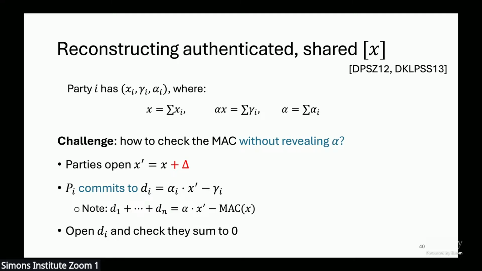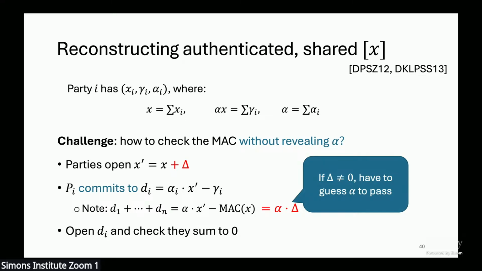But once we have an error delta, then these things will sum to delta multiplied by the secret MAC key alpha. That means if an adversary wants to come up with such a d_i which passes this check, then it needs to guess this value alpha times delta. So as long as we're working over a finite field, and alpha is sufficiently high entropy, so we're in a large field, then it should be impossible to pass this check without having learned alpha.